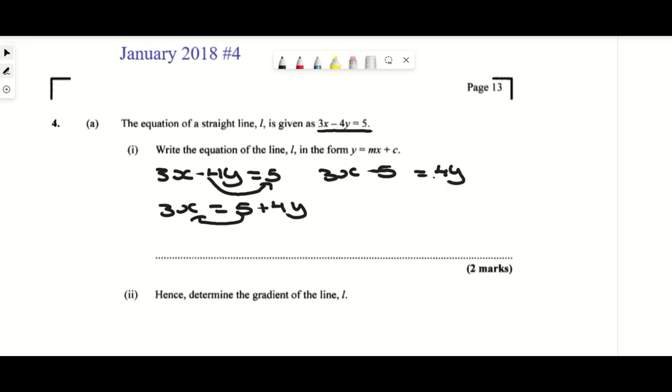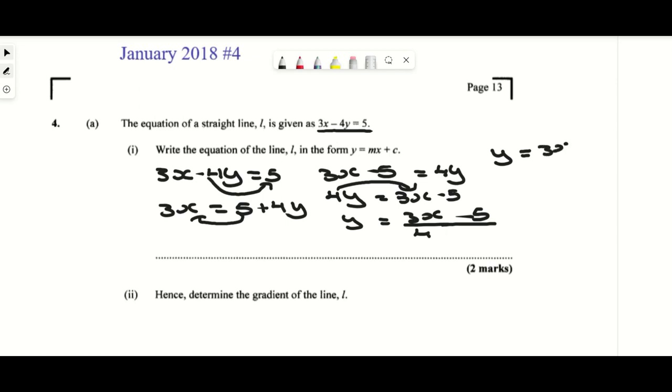We want y by itself. So this could interchange. We could say 4y is equals to 3x minus 5. So if we carry across, multiply by 4, it'll turn to divide by 4. So y is equals to 3x divided by 4 minus, well, we'll put this all over, right? So this can be separated as y is equals to 3x over 4 minus 5 over 4. Right? So you could say y is equals to 3 over 4x minus 5 over 4 is 1 1/4.